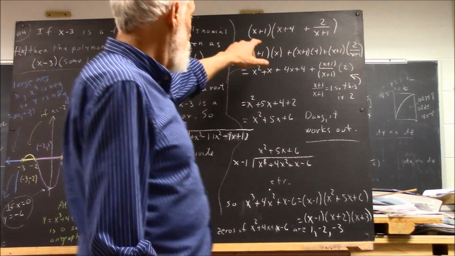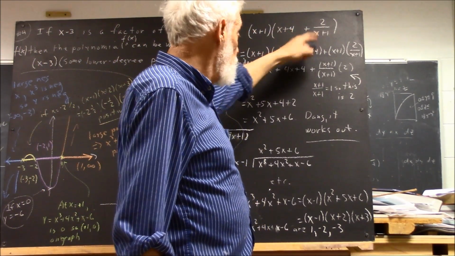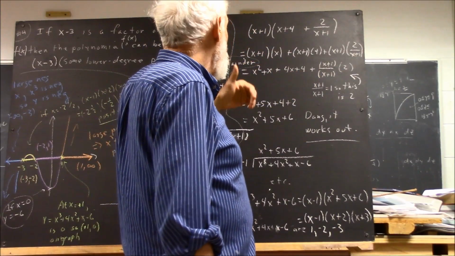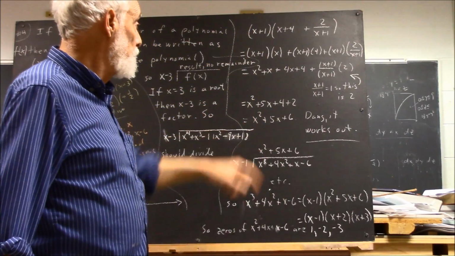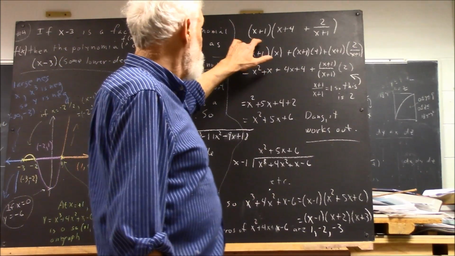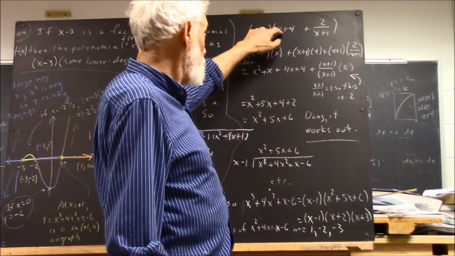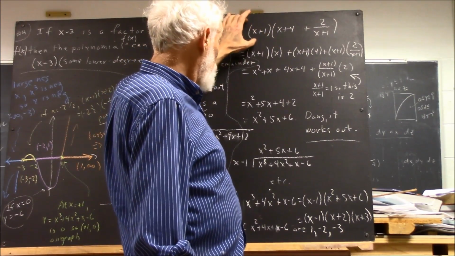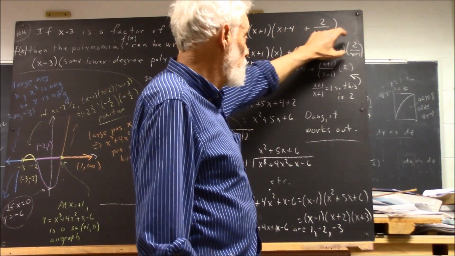So, we said that x plus 1 times x plus 4 plus 2 over x plus 1 should then equal x squared plus 5x plus 6. Well, we do the algebra and we show that it's so. We distribute: x plus 1 times x here, x plus 1 times 4 here, x plus 1 times 2 over x plus 1 here.